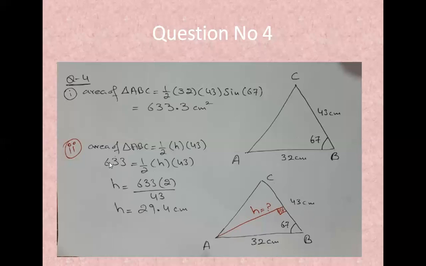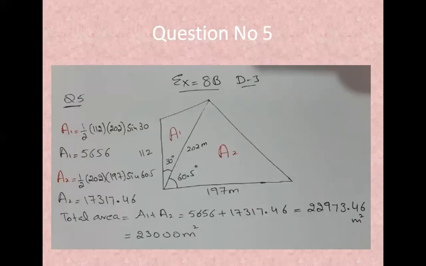So I will make H the subject. This 2 will go on the other side, it will multiply. The 43, which is multiplying here, when it goes on the other side, it will divide. So you will have 633 multiplied by 2 divided by 43 equals, and that will be 29.4 centimeter. So that will be the perpendicular from A onto BC. Hopefully you understand.